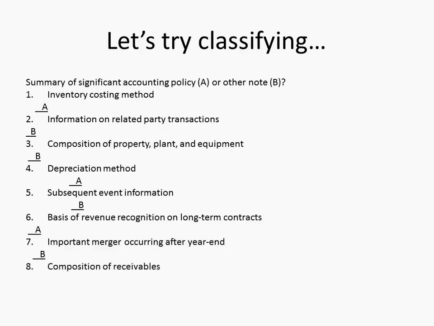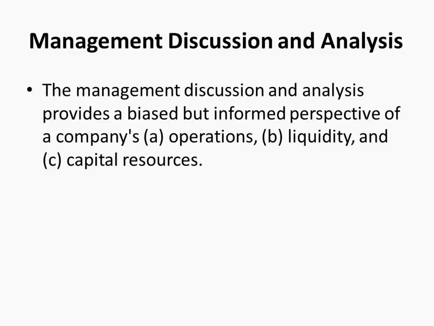Is that like an after? That's a safe bet. Composition of receivables. Good. If it said method for reporting your allowance or method for reporting receivables, then it would be A. Okay? So that's really it for that.